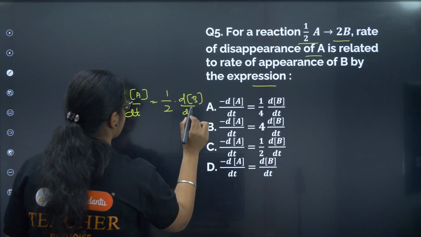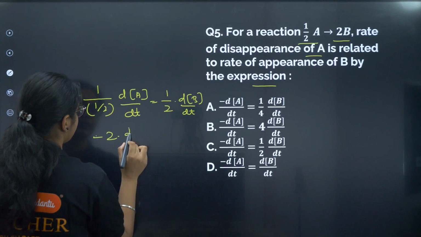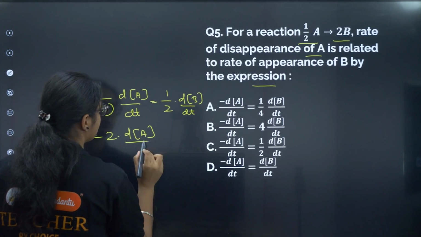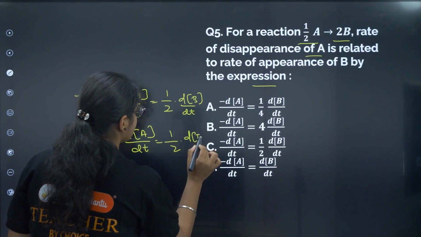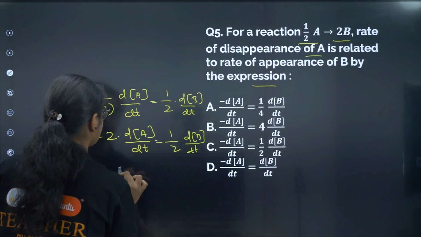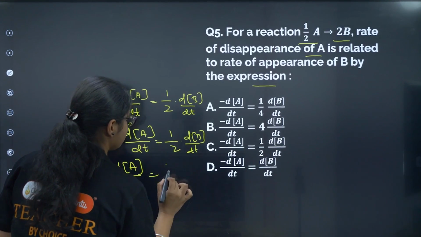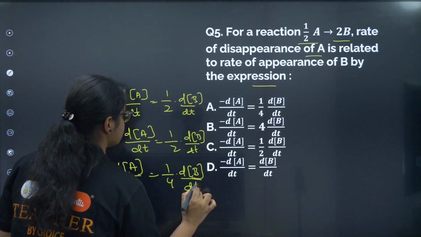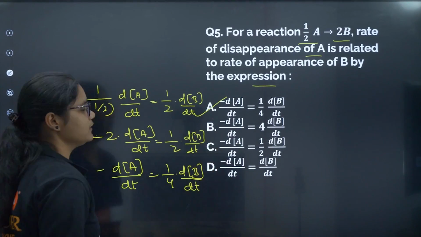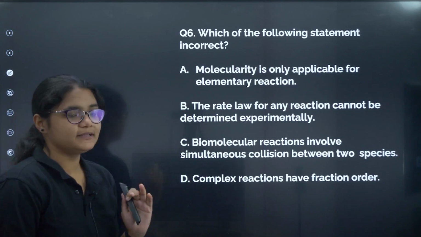Okay, so now if I make this one, I'll get minus 2 dA by dt is equal to 1 by 2 dB by dt, right? So we will get dA by dt as 1 by 4 of dB by dt, right? So the correct answer for this question will be option A. Okay, easy one.